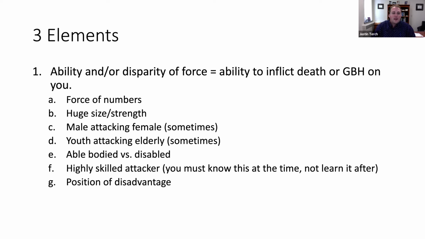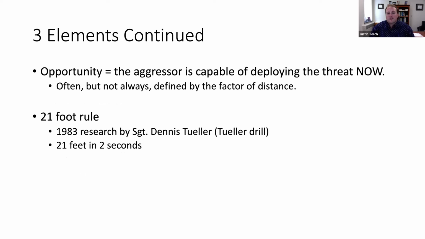Okay. The next element is opportunity. So the question here is, is the aggressor capable of deploying the threat now? So for instance, somebody with a knife calls me on the phone and says, I'm going to kill you, you SOB. I'm going to come over there and stab you. Well, they don't have the opportunity to do that right now. So ability is the ability to do it. Does he have the ability? Yeah, he's got a weapon. Absolutely. Opportunity, it's not satisfied in that example.